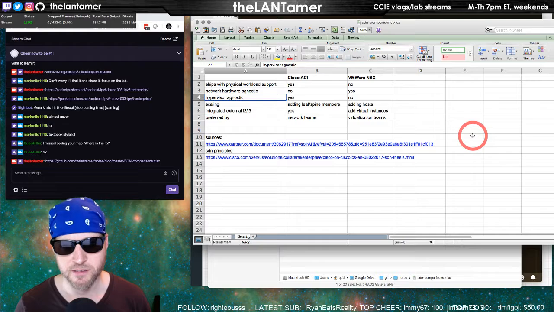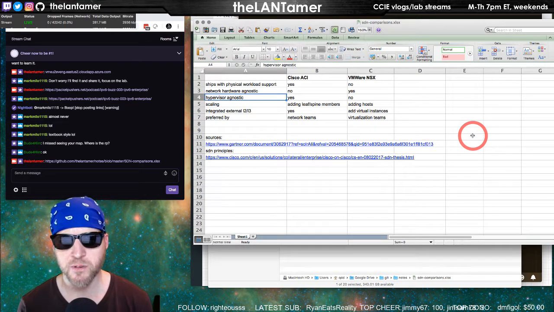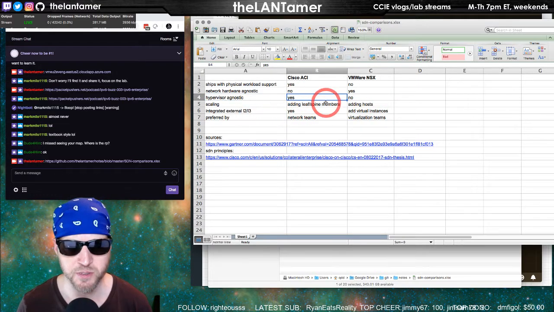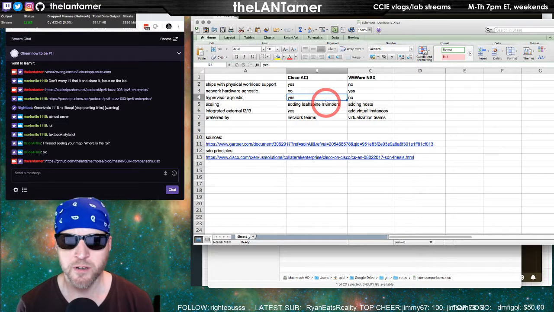Hypervisor agnostic, one advantage of Cisco ACI, right? You're not locked into VMware. You can run, for example, KVM, and I'm pretty sure, but don't quote me on that. I'm not sure of all the hypervisors that it supports. Of course, it's part of Cisco UCS. But yeah, VMware NSX, no. You run it on VMware, obviously. That may change too. That may not always be the case, but at least I believe that's how it is now.